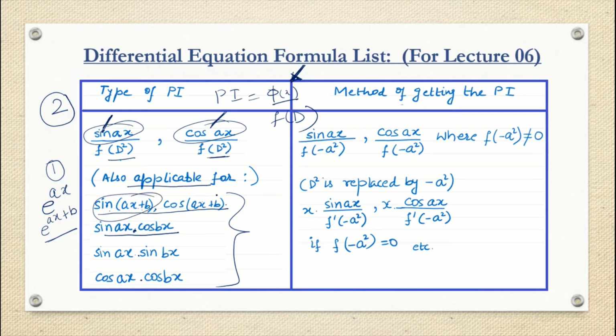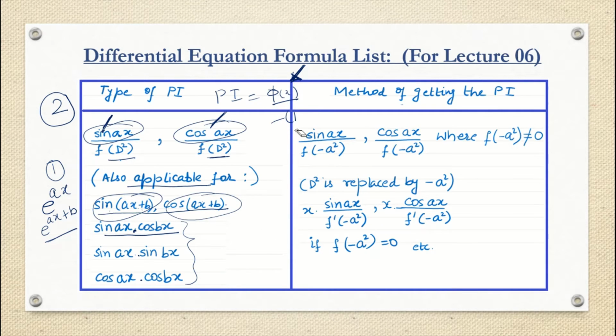Fine. Suppose we understood that in my type 2, this sine ax, cos ax, or sine (ax plus b), cos (ax plus b), or multiplication of these sine cosine kinds of things, or even sine square theta can also be there, right? Sine square theta, cos square theta can also be there. So those cases are nothing but variations of my type 2 of PI only. So we will solve the question, it will be more understandable.